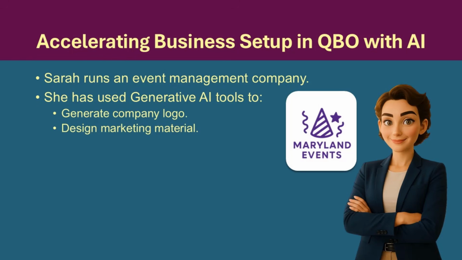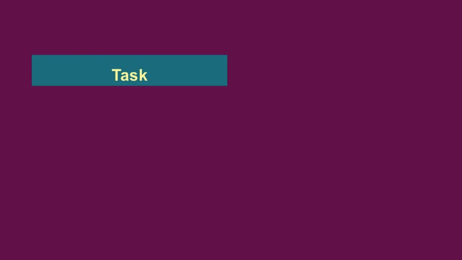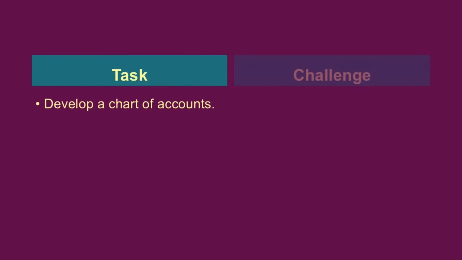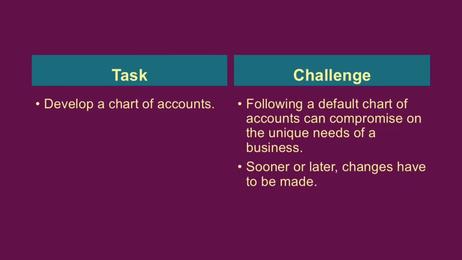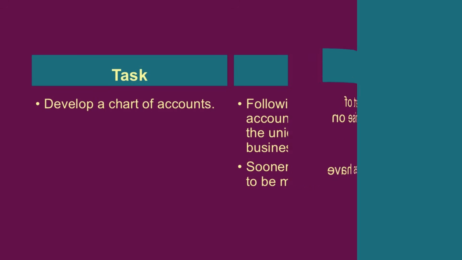Now she must formalize the accounting process, and to begin, she needs a chart of accounts. Many entrepreneurs and accountants follow the default chart of accounts for the sake of ease, often compromising on the unique needs of their businesses. Consequently, sooner or later, they have to make changes, which is a time-consuming process. This is where we can use Gen AI to draft a chart of accounts which matches your business needs.